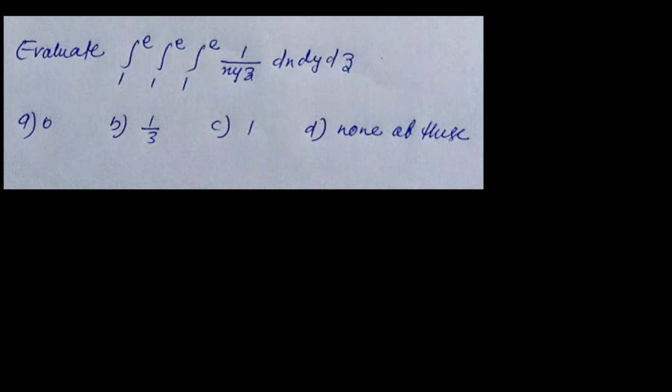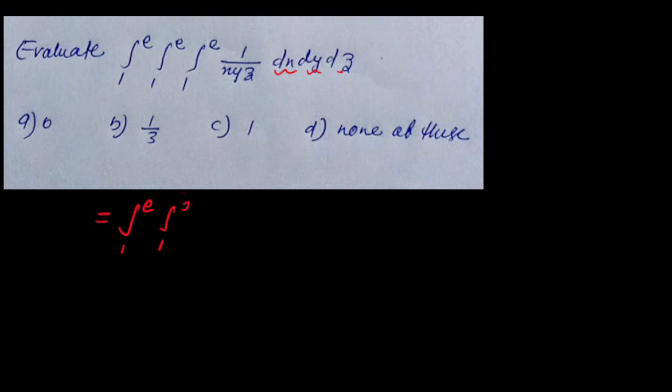Fine. This is just a computation based problem. So 1 to e, 1 to e, 1 to e. Here e is the exponential, and we have dx dy dz, and all limits are constants, so I have to integrate in the order in which this is written. That means I have to integrate with respect to x first.